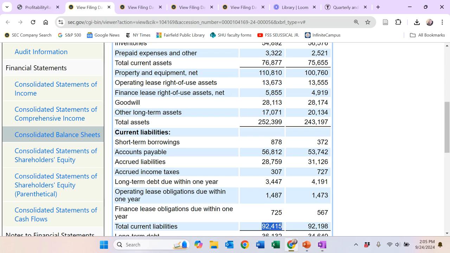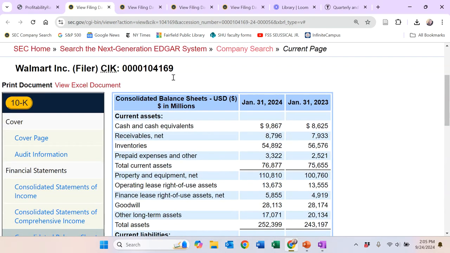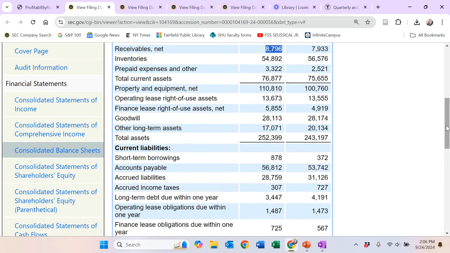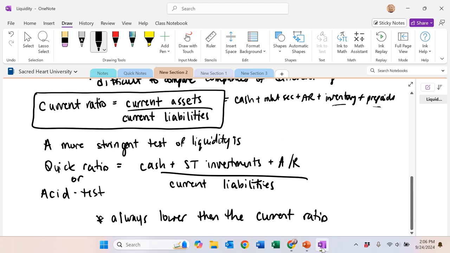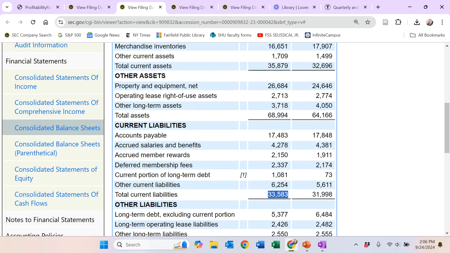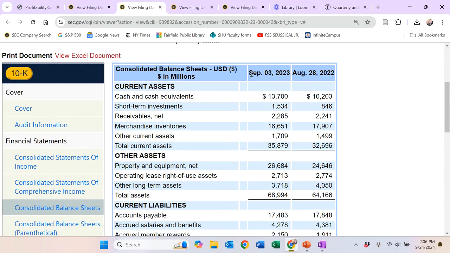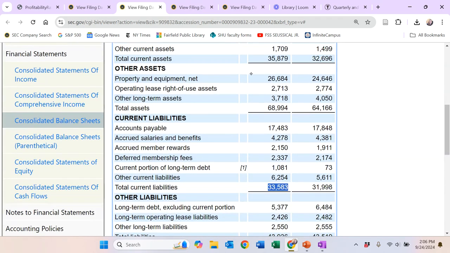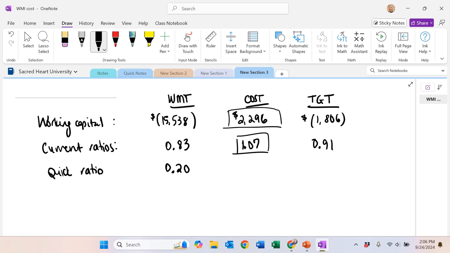All right, so what will these numbers look like for each of our three companies? For Walmart, we have cash, receivables, and that's it. Our numerator is just going to be 9867 plus 8796, and it's going to be divided by the same denominator we've been using, total current liabilities 92415. And that's going to work out to be our quick ratio. For Costco, we have cash 13.7, short-term investments 1.53, and receivables 2.285. Divide that by total current liabilities of 33583, and that's going to give us the quick ratio of 0.52.